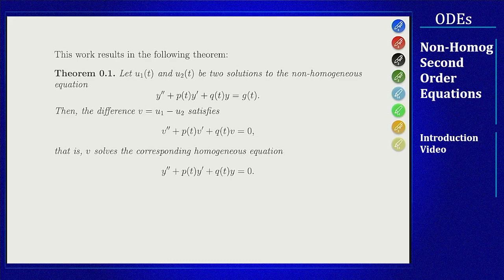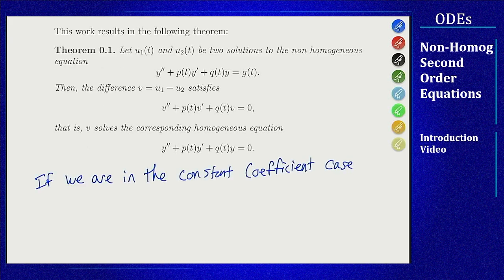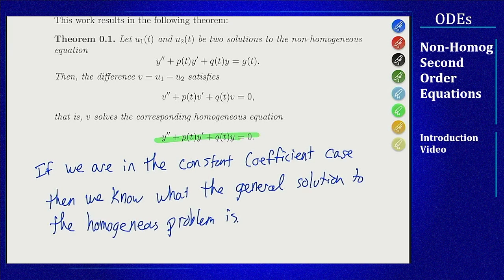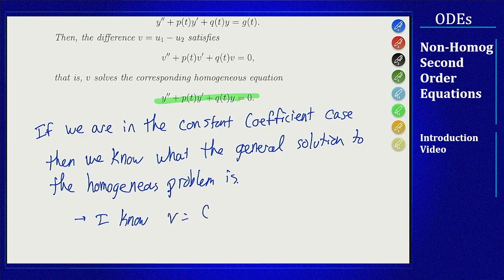Now, this works in theory no matter what sort of problems we're trying to solve. However, let's now assume that we're in the constant coefficient case, where p and q are both just constants. Then what happens? Well, then I know what the general solution to the homogeneous problem is. It's c1 y1 plus c2 y2, and I know how to find that y1 and y2. So what that means is that I know what this v has to look like. I know that v is going to be c1y1 plus c2y2, and I know how to find these functions.